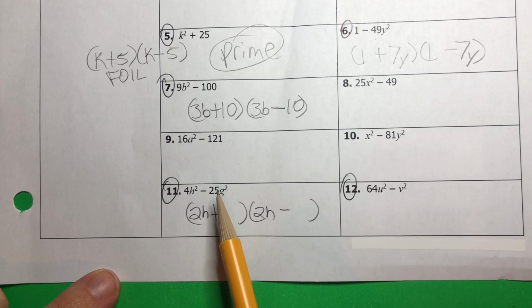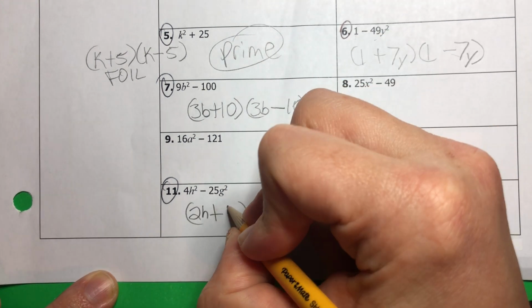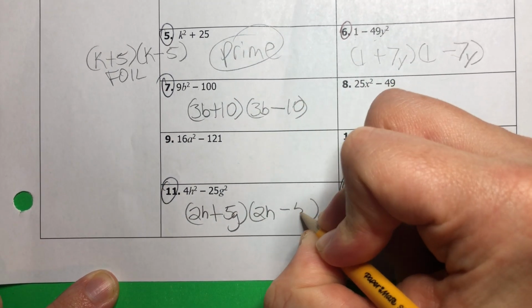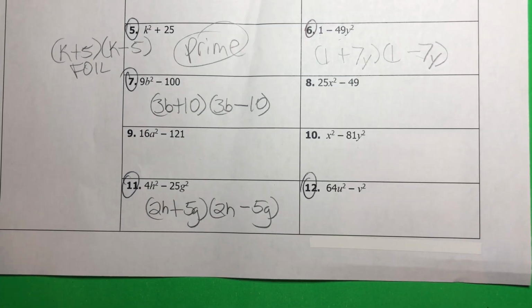Now what about 25g squared? Well, the square root of 25 is 5. The square root of g squared is just g. So we're writing 5g and 5g. So let's do number 12.